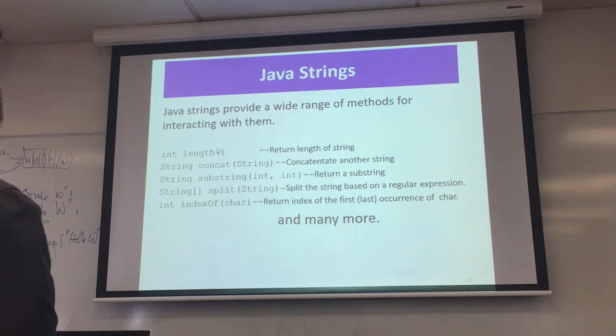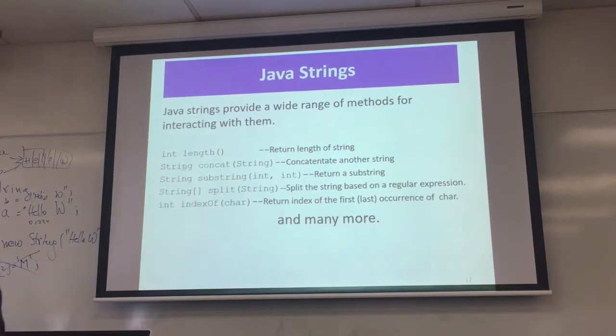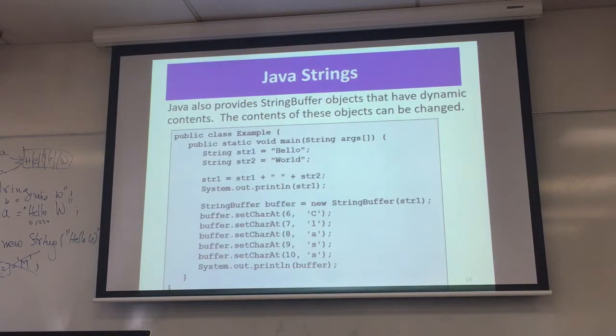Strings come with various methods. Length, concatenate, substring, split. They all return, as you can see, string, string, array of strings because you break a string in two. And index of gives you the location for the first character. If you want to change individual elements, you have to work with string buffer. And for that, we have some other methods.